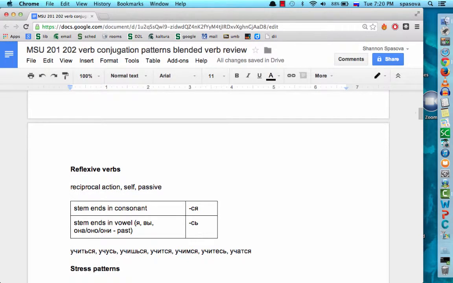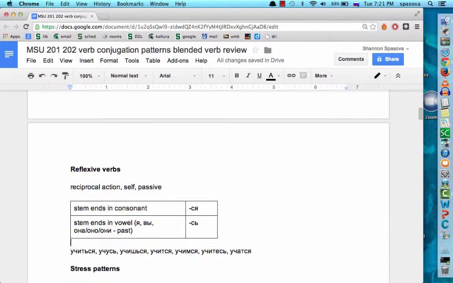We talked some last year about reflexive verbs. These are verbs that end in ся or сь. An example of this is the verb учиться. Note that you can have ся as the ending, when the stem ends in a consonant, or сь when the stem ends in a vowel. So, as an example, учиться. Я учусь, ты учишься, он учится, мы учимся, вы учитесь, они учатся.